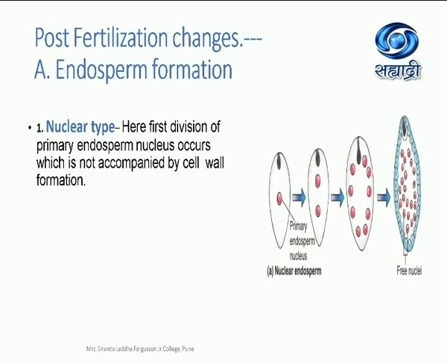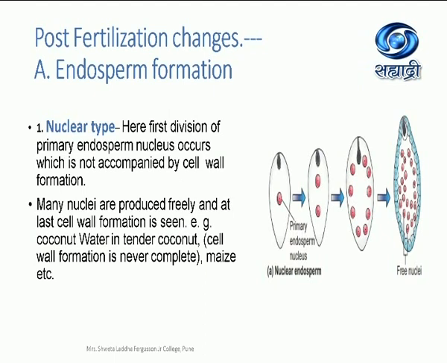The first type is called the nuclear type. Here, the first division of the primary endosperm nucleus is not accompanied by cytoplasmic division. Look at this diagram. Here you can see a single primary endosperm nucleus, which is triple N, and this undergoes division. You can see two nuclei form, many nuclei form, and so on. Only nuclear division is taking place, not followed by cytoplasmic division. Many nuclei are produced freely, and at last cell wall formation is seen. Example, the coconut water in the tender coconut, where cell wall formation is never completed.